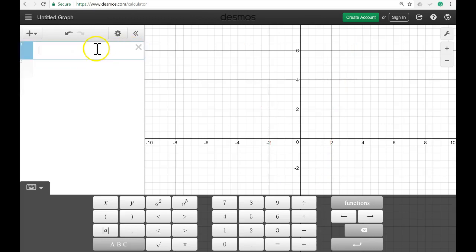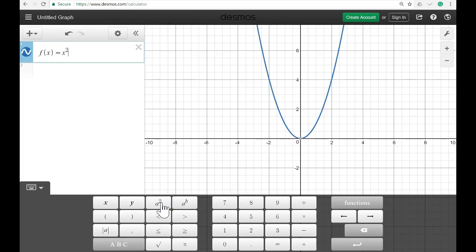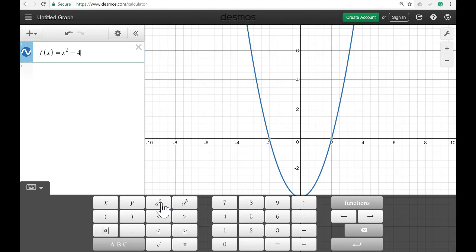So I'll do it again. You just type in f of x equals, and you would want to do the x first. x squared minus 4. Are you still in a fraction, maybe, Keith? That's what Josh is saying. Yeah, so I'm just typing in the function right now.